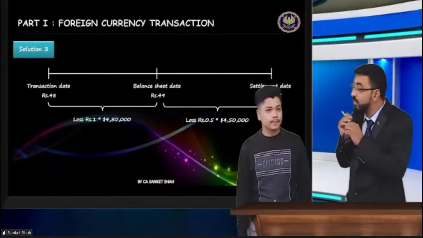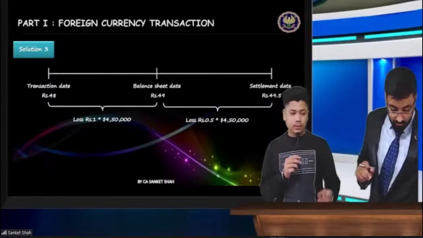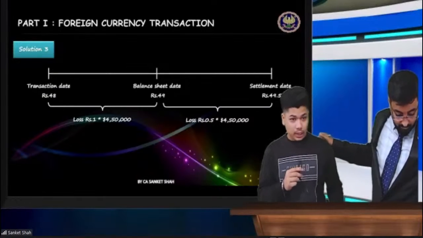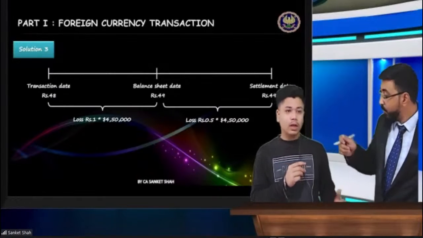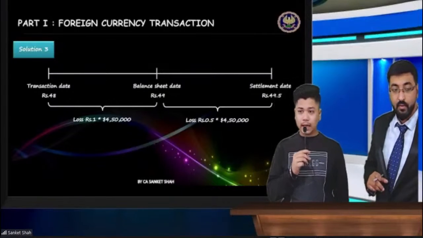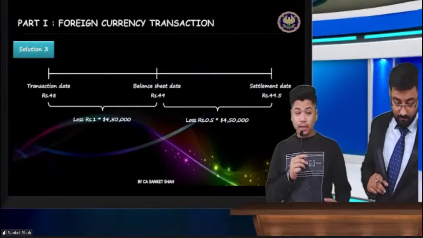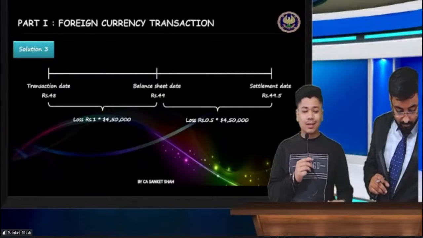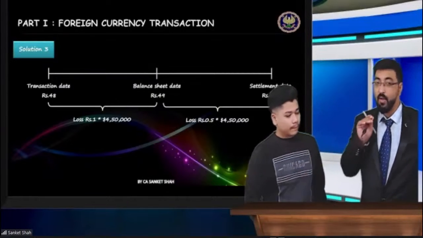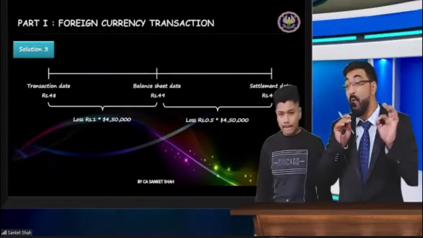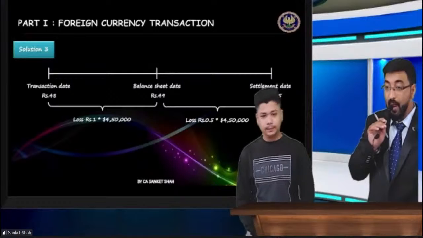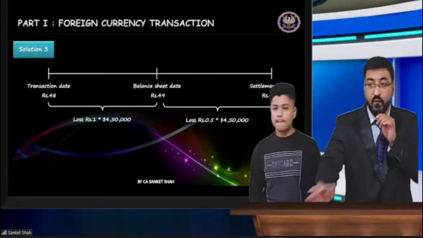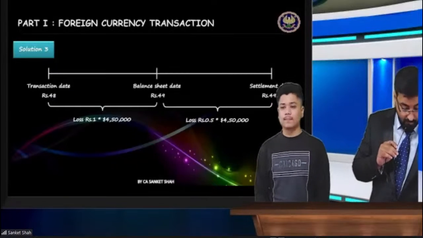Very good. Items are divided in two parts: monetary items and non-monetary items. Monetary items are those which are expressed in a fixed determinable amount, and non-monetary items are those which are not monetary items. So monetary items have a fixed determinable amount, and non-monetary items are basically other than monetary items. Very good.